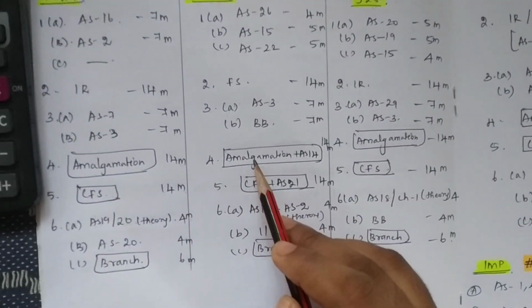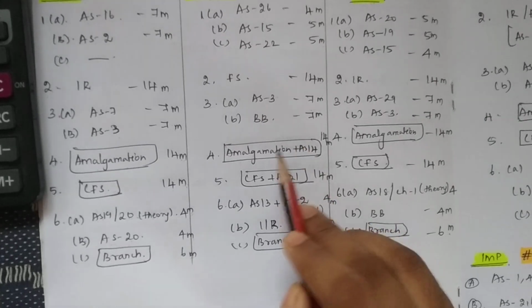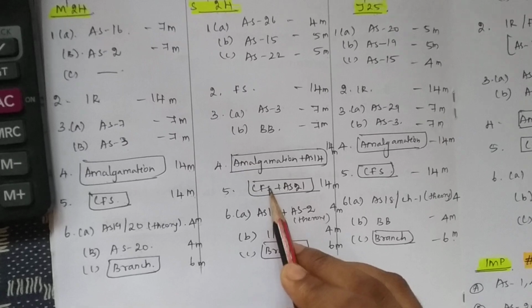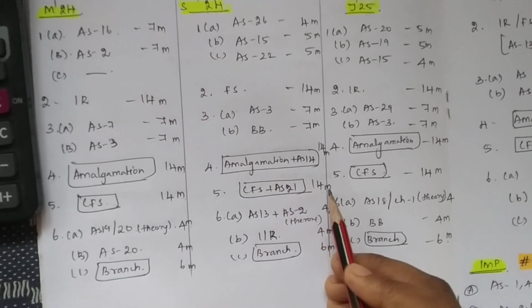In the fourth question we have got amalgamation plus AS14, including AS14, for 14 marks. In the fifth question we got consolidated financial statement plus AS21 for 14 marks.